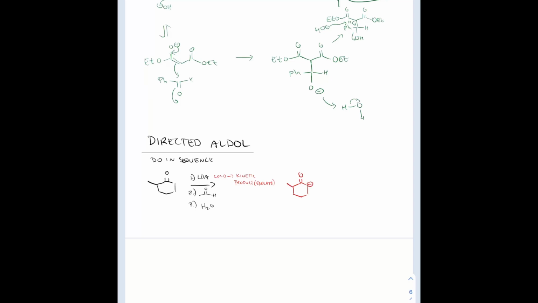Now this is going to be done in sequence if necessary, and since it's done with a strong base, it's easy to isolate that enolate at 100%. So what we want to do is add the LDA first to the desired carbonyl compound, and then throw in the electrophilic carbonyl compound after that.